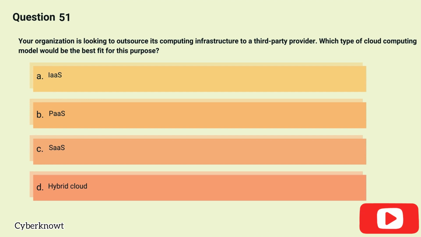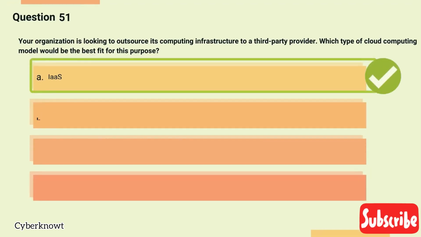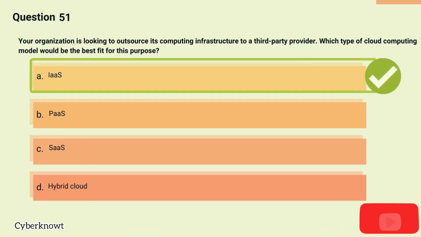Option A. IaaS. Option B. PaaS. Option C. SaaS. Option D. Hybrid cloud. The correct answer is option A.